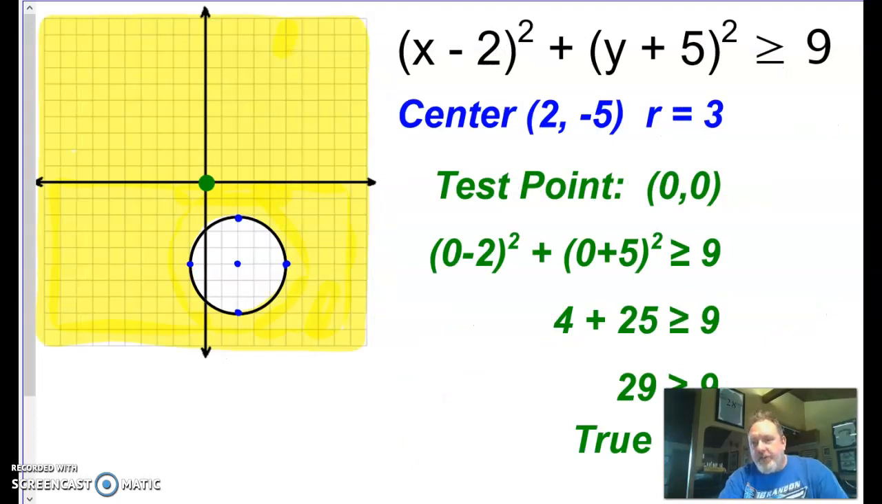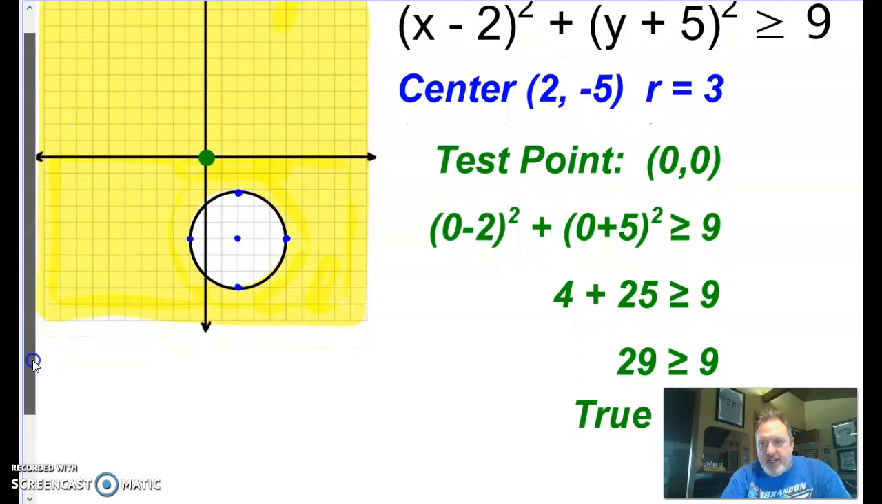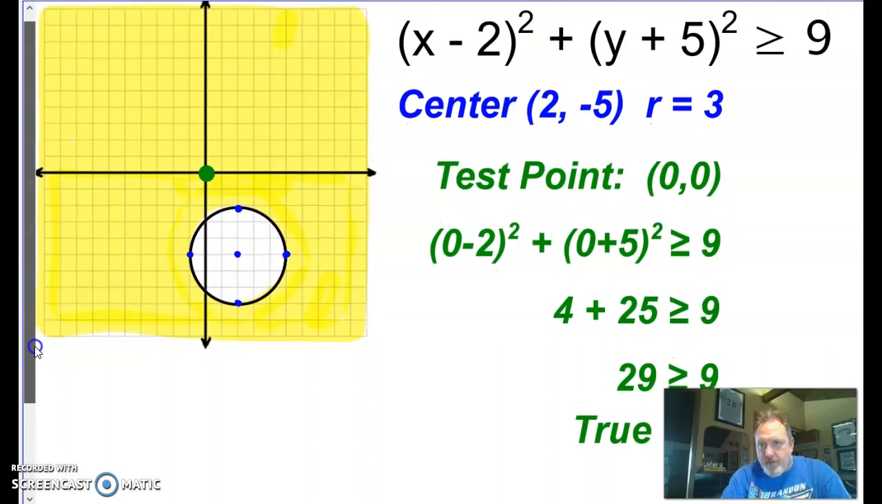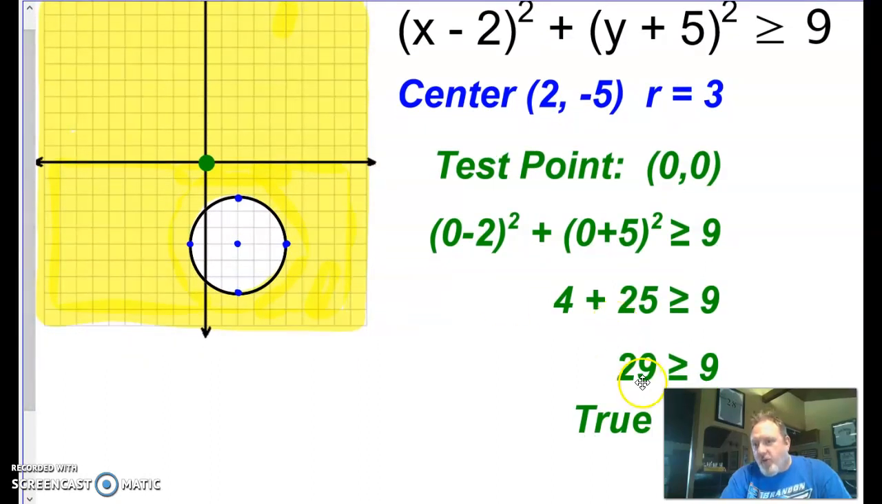All right, here we have a circle, and we can see our center point is at 2, -5, radius of 3. So the first thing I did, I graphed this circle. It's a solid circle because of greater than or equal to. When I put my test point in, you can see that we got a true solution. So when I plug 0 in for x and y, 29 is indeed greater than or equal to 9. So we're going to shade towards our test point.